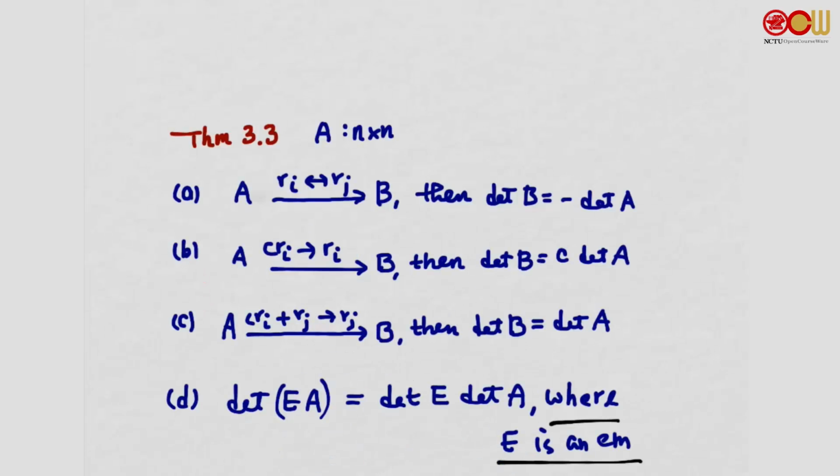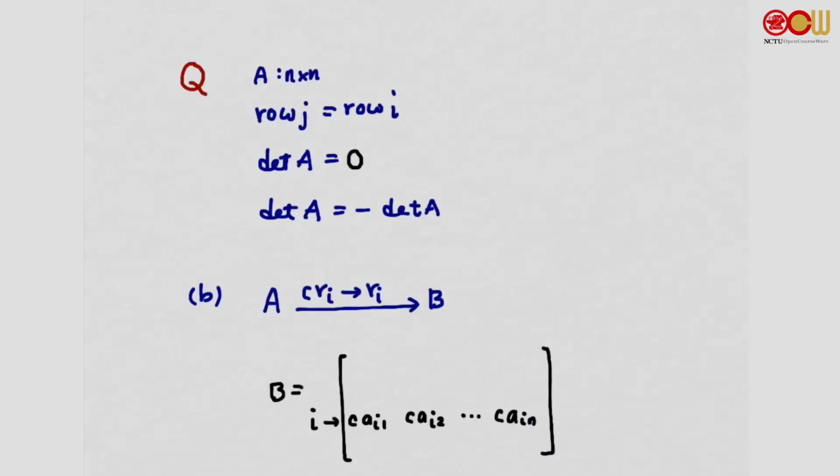Now let's consider the proof for B. When we scale the ith row by C, this is how determinants are related. When we scale the ith row, then the B matrix will look like this. For the ith row of B, it will be C a_i1, C a_i2, all the way to C a_in. If we want to see how determinant A and determinant B are related, which row should we choose for cofactor expansion? The ith row seems to be a good idea.